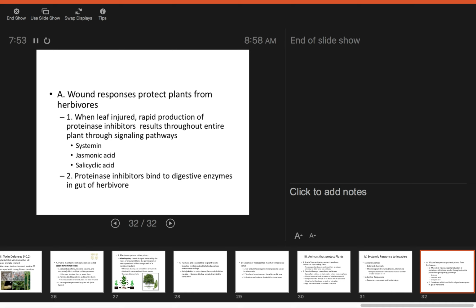So wound responses protect plants from herbivores when it's injured. We have this rapid production of, in this case, proteinase inhibitors that can alter signal and pathways. Some examples of these inhibitors: cysteamine, jasmonic acid, and salicylic acid, which is another medicinal value for us. So what they do is they bind to digestive enzymes in the gut of the herbivore, making the herbivore sick. But yeah, that's the lecture in a nutshell.